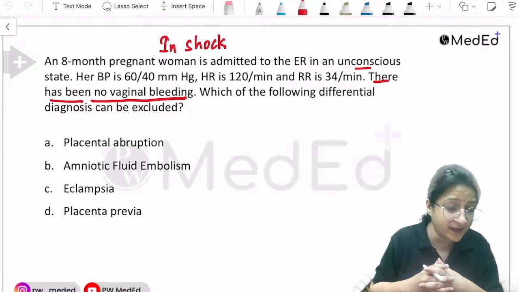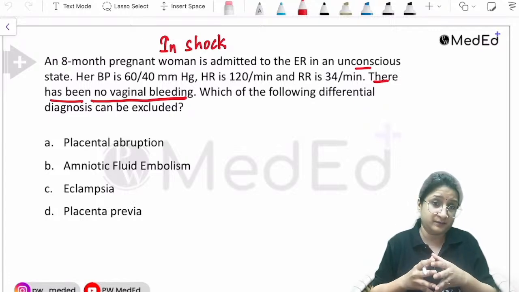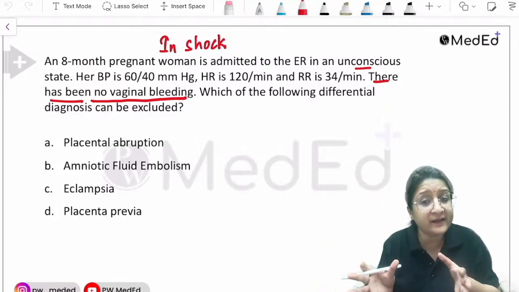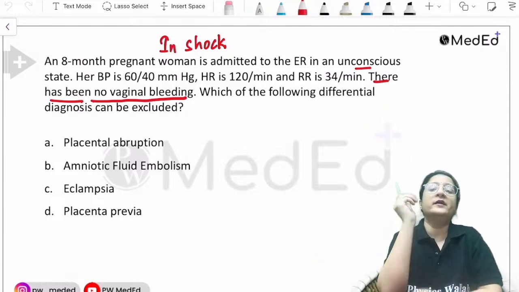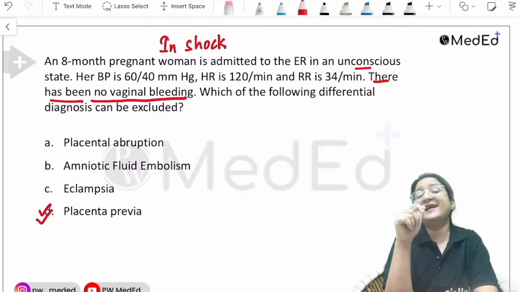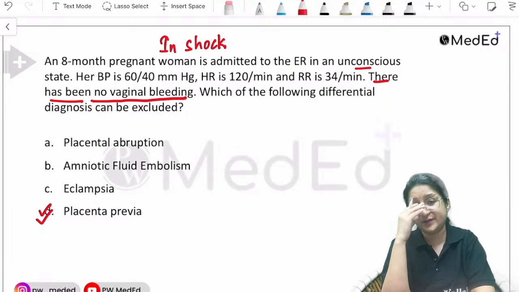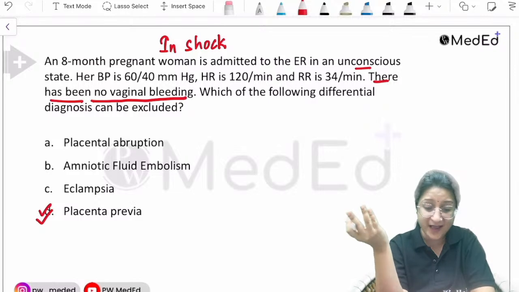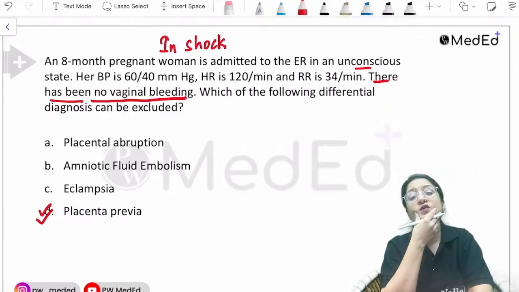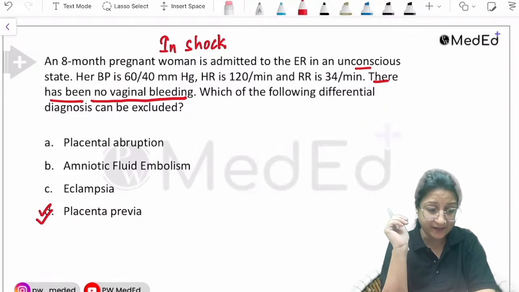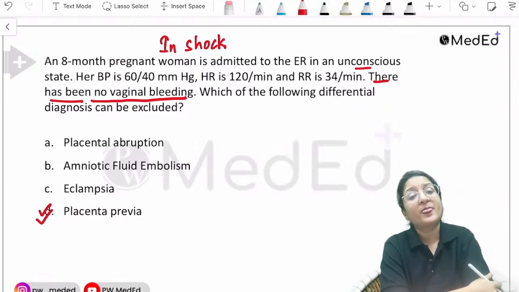But placenta previa, now you're thinking, yes, placenta previa, however. If a woman has placenta previa, then she will first bleed. That is the only thing. She will bleed and then she will go into hemorrhagic shock. So if there is no bleeding, the differential diagnosis that I can exclude from among the four options is placenta previa. Because I can't think of any other circumstance where a placenta previa can lead to shock without any bleeding. I mean, the patient has to bleed and then only she will develop hemorrhagic shock, right? So this diagnosis I can exclude provided there has been no vaginal bleeding, right? So that's the answer here.